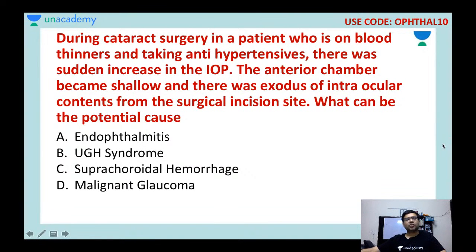Okay, so the next question is: during cataract surgery in a patient who is on blood thinners and taking antihypertensives, there was a sudden increase in the IOP. The anterior chamber became shallow and there was exodus of the intraocular contents from the surgical incision site. What can be the potential cause?